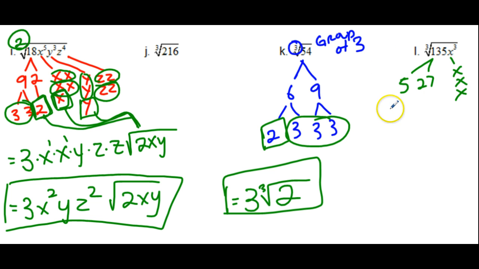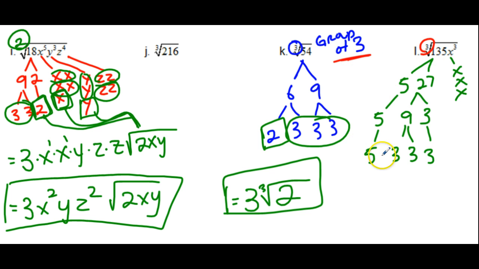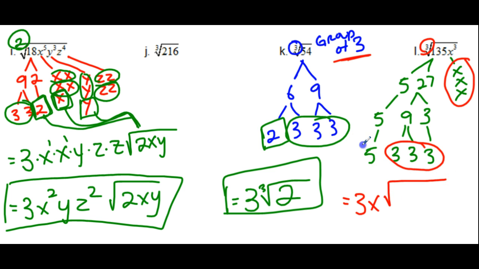So 27 we can break down even more. So 5 we can't. So 27 is 9 times 3. Let's break it down one more time. This is 3 times 3 times 3. And then x is right here, right? So again, we're looking for cube, so it's a group of 3 again. We have a group right here. That comes outside. So that's 3. We have another group right here. That comes outside. So that's x, right? And then we have this left over, and that stays inside. So don't forget the cube. This is your final answer. So 3x cube root of 5.